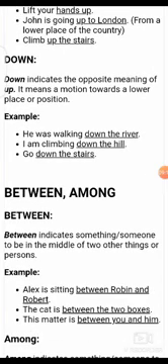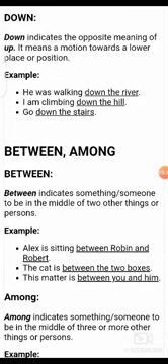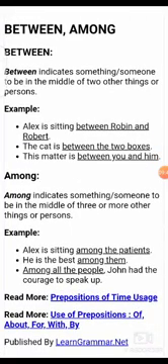Down indicates the opposite meaning of up. It means a motion towards a lower place or position. He was walking down the river. I am climbing down the hill. I think it's I'm climbing down. It should be I'm coming down the hill. Coming down means you're moving down. Climbing means when you're going over. So there is a mistake in this sentence. You can say I'm coming down the hill, means you're coming down from the hill. Go down the stairs.